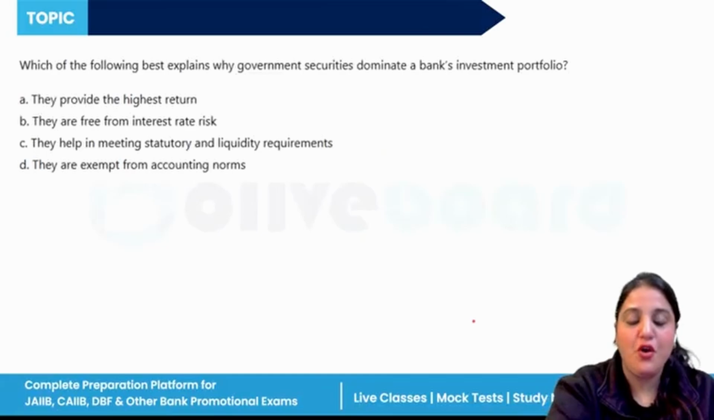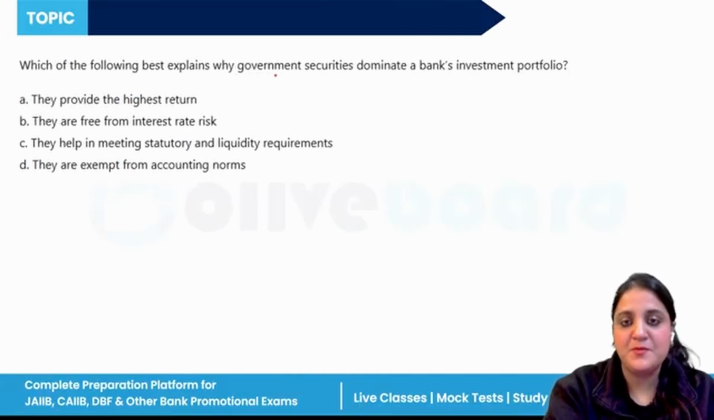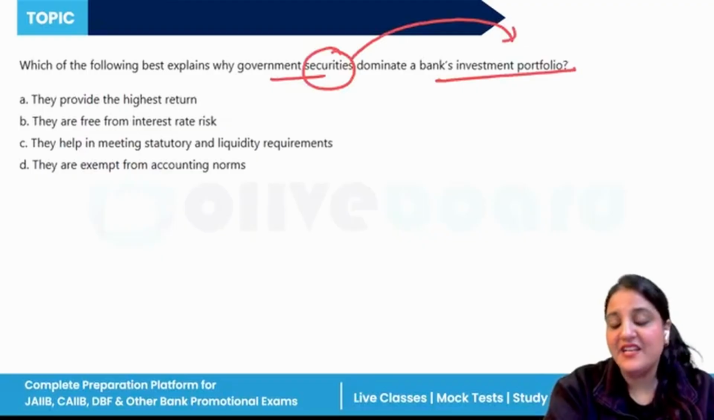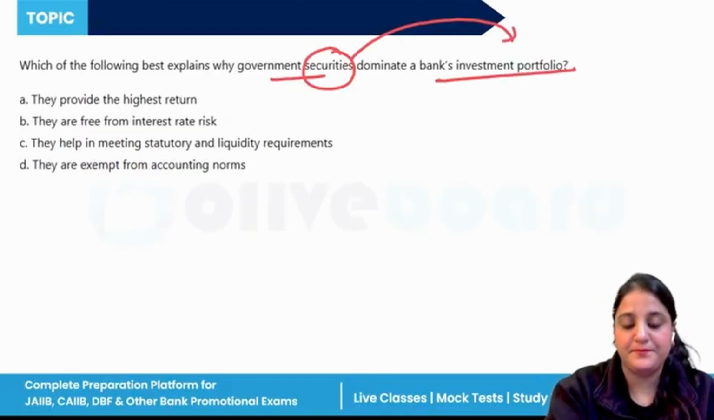Now, which of the following best explains why government securities dominate a bank's investment portfolio? Why do government securities dominate a bank's investment portfolio?